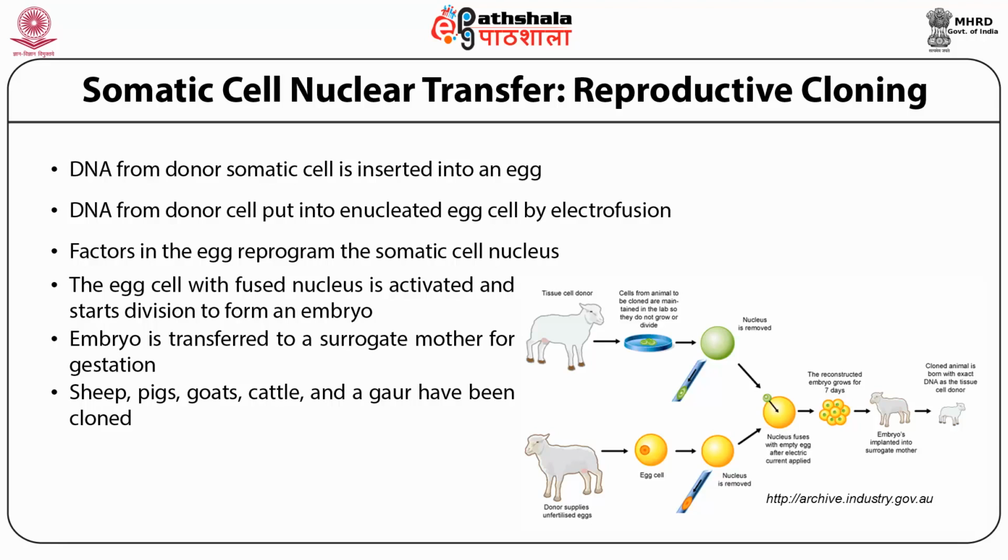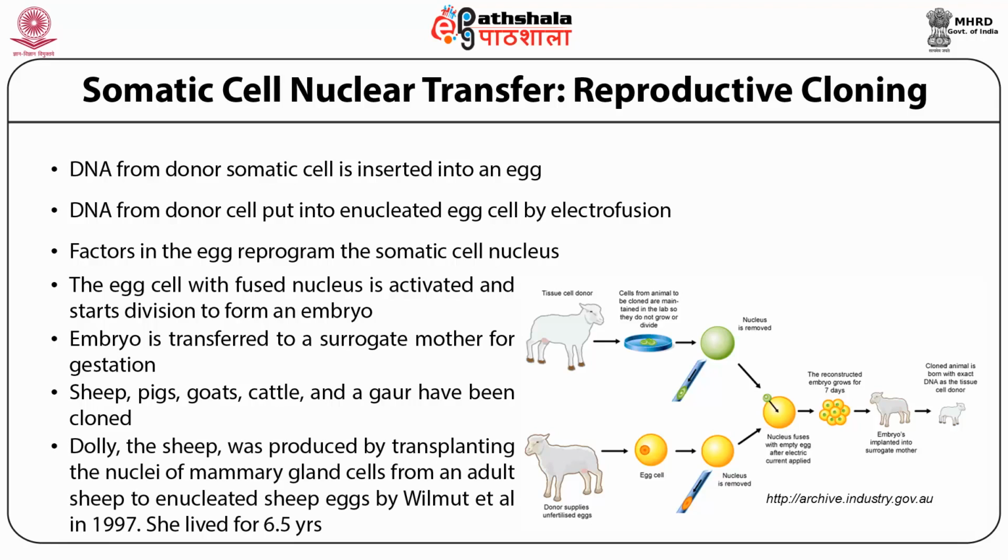And as I told you before, the first sheep, Dolly, was cloned by transferring mammary gland cell nuclei from an adult sheep to an enucleated sheep egg. She was produced by Wilmut and his team in 1997, and survived for almost 6.5 years. The normal lifespan of a sheep is 12 years, so there were some abnormalities which developed in Dolly, and she could live only for 6.5 years. But it was definitely the first successful attempt of producing a full cloned animal by nuclear reprogramming.